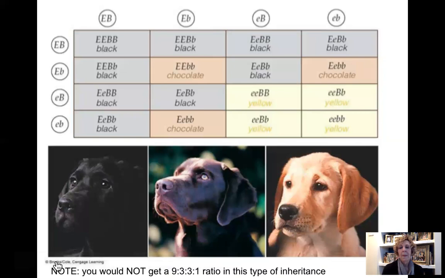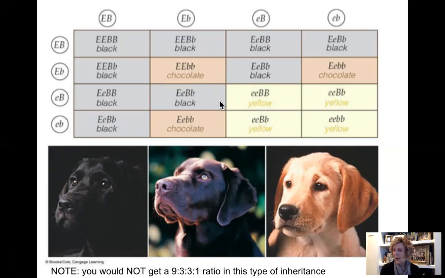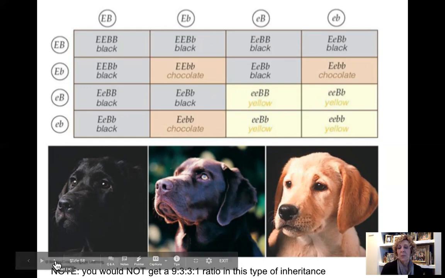And so this is a different type of statistical inheritance pattern. Notice that this looks like a dihybrid cross, doesn't it? I've got four different possibilities of gametes here and here, and I have 16 different possibilities, but I did not get 9 to 3 to 3 to 1, did I? And that is a clue for you as a genetics student that that is not going to be normal inheritance. That's probably going to be some type of epistasis event.